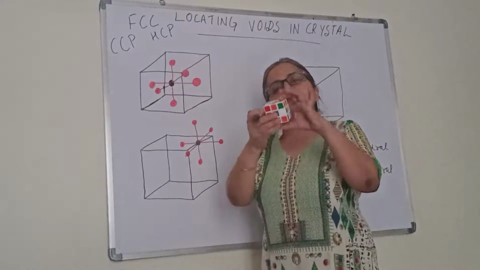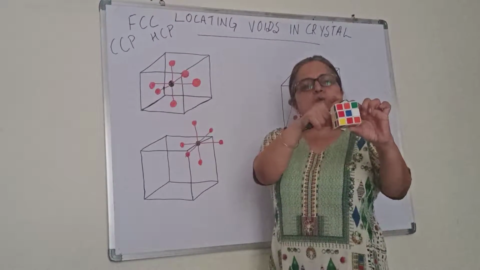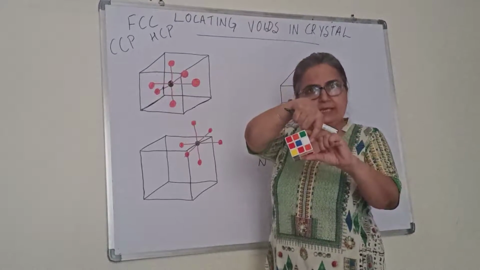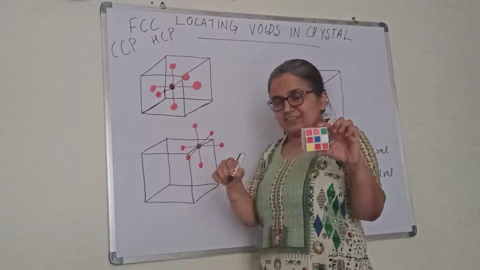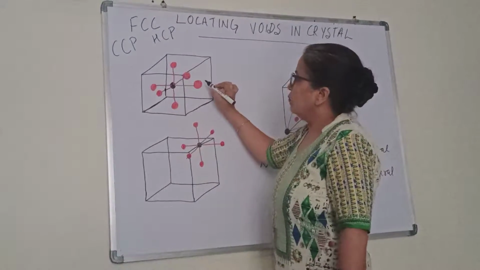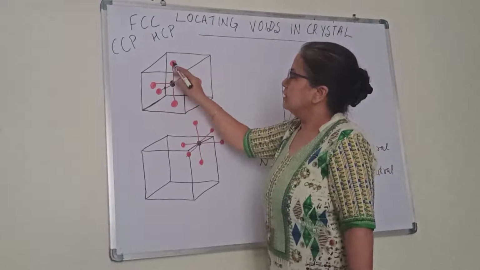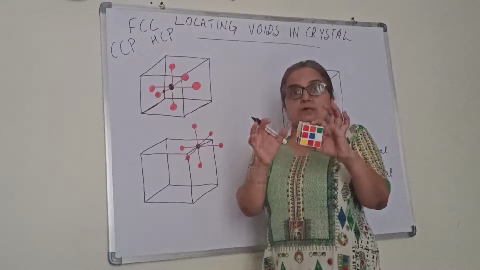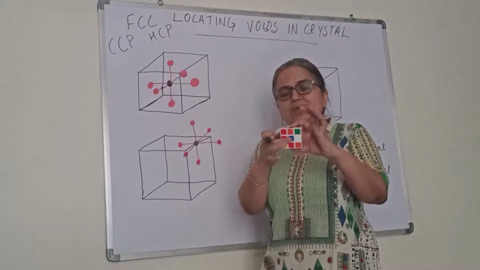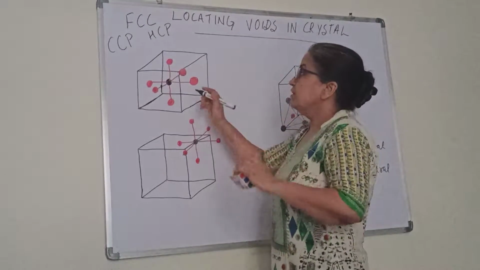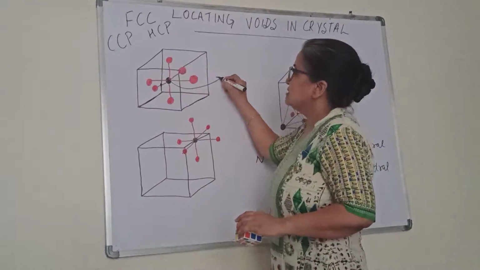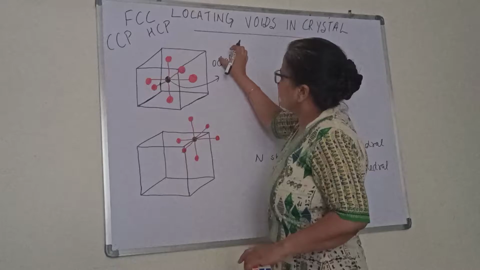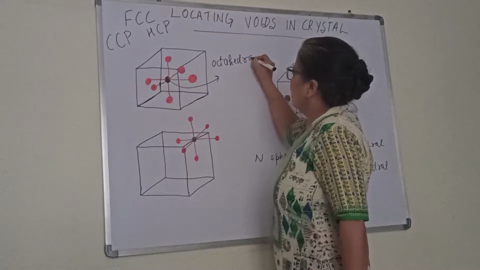How many faces, children, are there in a cube? 6 faces: 1, 2, 3, 4, 5 and 6. At each face center I have drawn one atom, one constituent particle. See, 1, 2, 3, 4, 5, 6. In between those constituent particles, inside, what is this? This is called a void. This is an octahedral void.